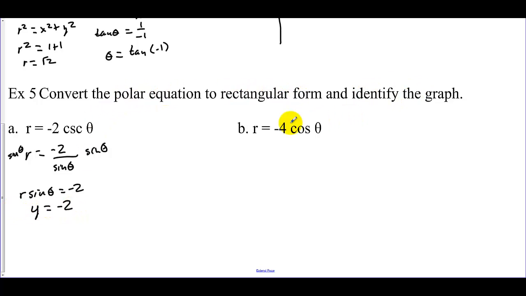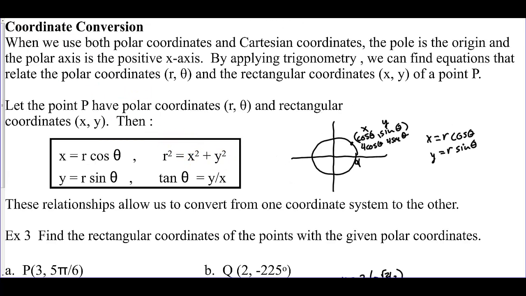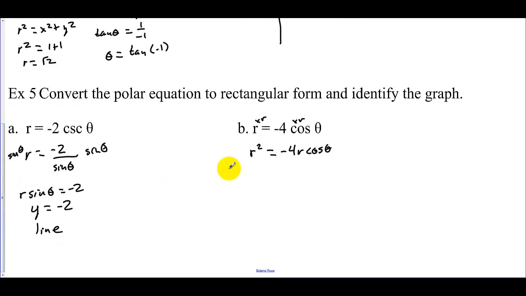It says identify the graph. This is a line. On letter B, we are going to multiply both sides times r. On the left side, we have r squared, and on the right side, we have -4r cosine of theta. And on the left-hand side, r squared is equal to x squared plus y squared. Here we have x squared plus y squared is equal to -4. R cosine is x. We have -4x. Now we can add 4x to both sides. We have x squared plus 4x plus y squared is equal to 0.